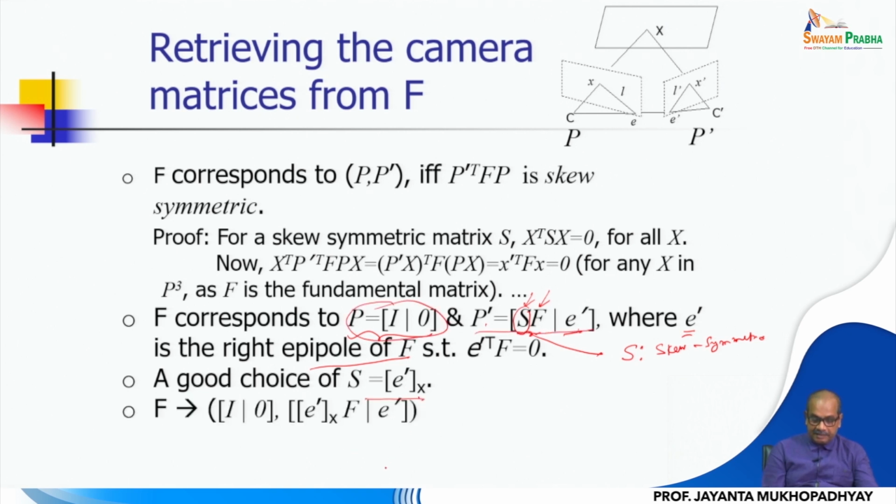So I can write this solution as [I | 0] is one camera P and this is P prime. You observe that all these factors are available from F itself, because from F, if I compute the left null vector, then I will get E prime from F itself, and if I get E prime, then the rest of the things you can define here. So this is one possible solution.